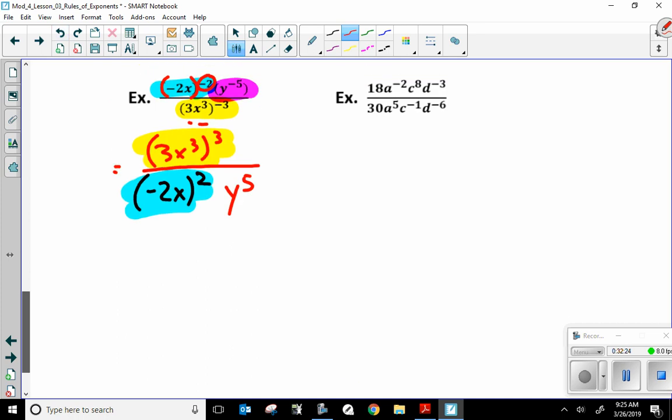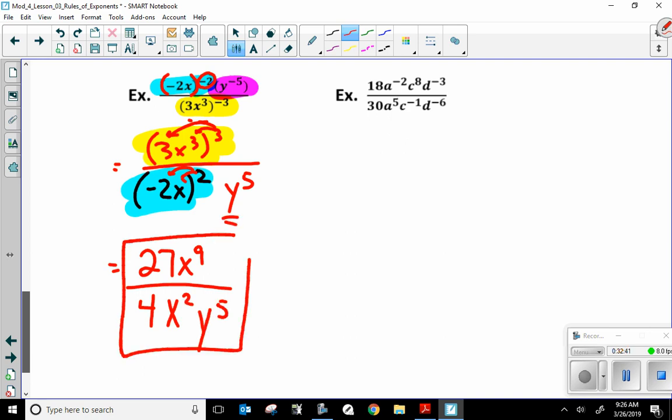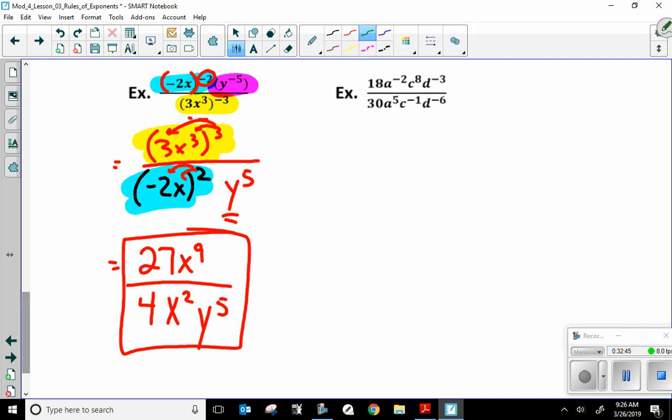All right, well, let's now do our math. I've got to cube the 3 and the x cubed. So I get 27x to the 9th over. Negative 2 squared is positive 4. X squared, y to the 5th. Last, but certainly not least, let's reduce where we can. 6 goes into 18 3 times, and 6 goes into 3 5 times.